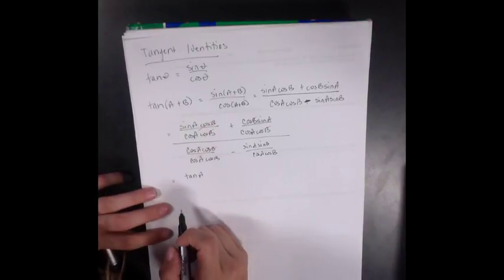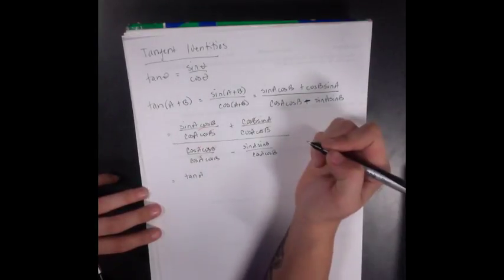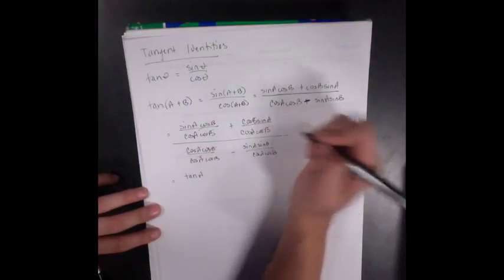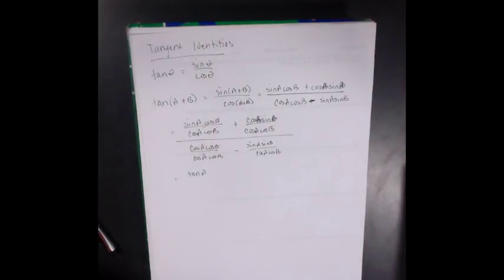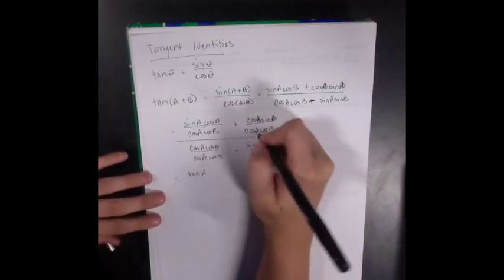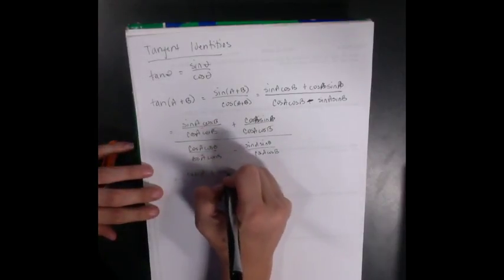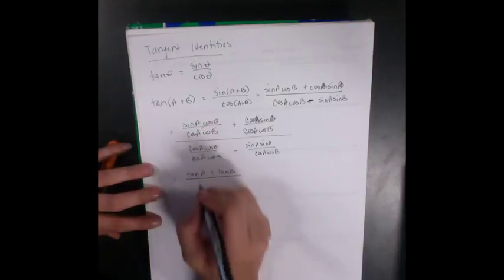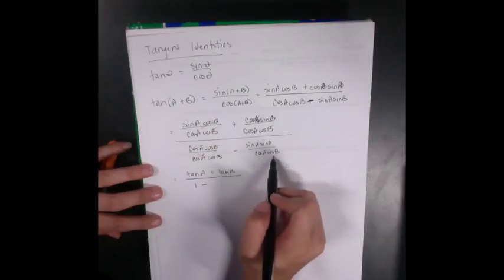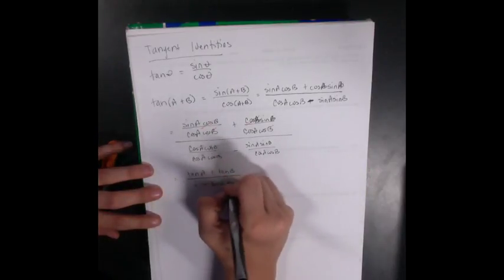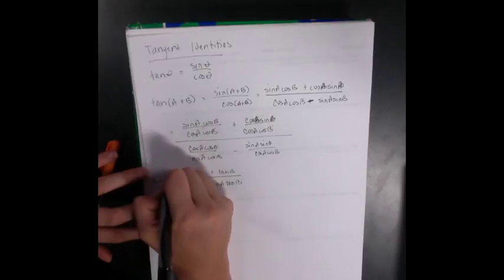Then I also have, this should be cosine a sine b. Sorry, I wrote that backwards. So then my cosine a's cancel, leaving me with sine b over cosine b, which is tangent b. On the bottom, I have 1 minus sine a over cosine a, sine b over cosine b, which I can write as tangent a tangent b. And there you have it. This is the tangent of a plus b.